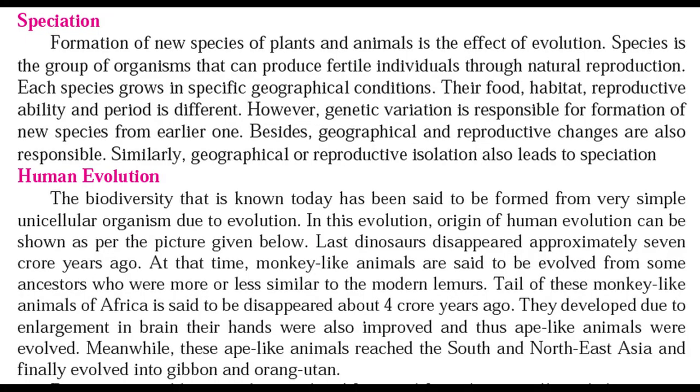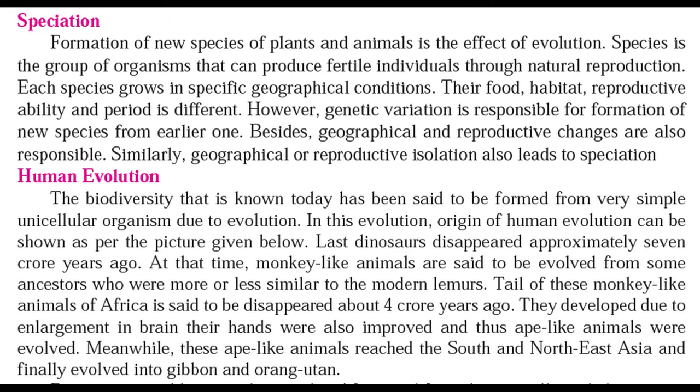The next important point is speciation. Formation of new species of plants and animals is the effect of the evolution process. Species is the group of organisms that can produce fertile individuals through natural reproduction. I'm reading it again. Species is the group of organisms that can produce fertile individuals through natural reproduction.